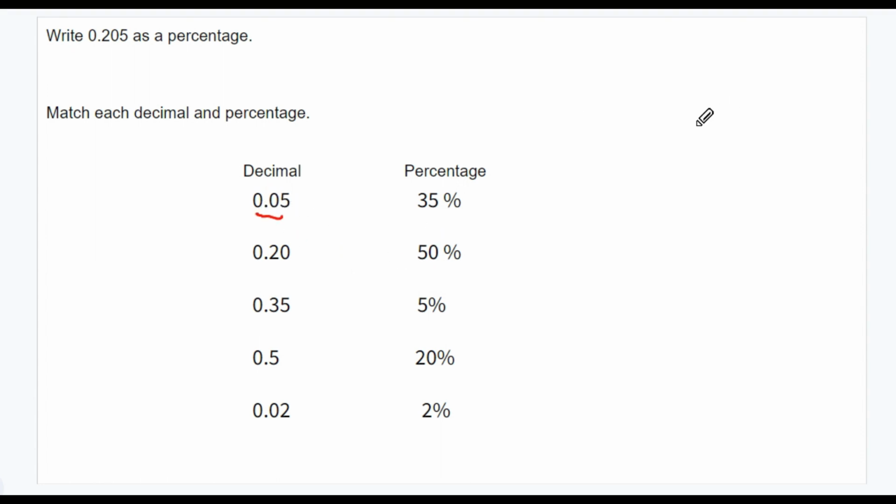So can you tell me what is 0.05? This is a decimal. You need to give it a percentage. Give means times. So when you times, it means your decimal is going to move 2 times. It will become 5.0%. That means 5%, right? So we can match like this.